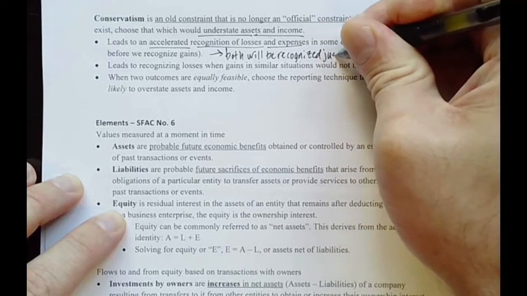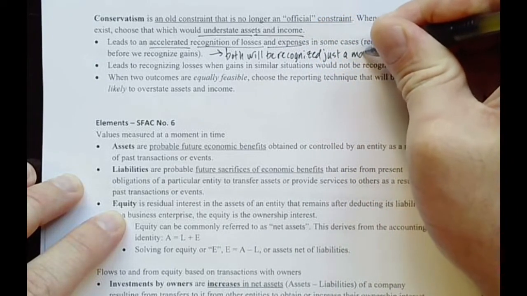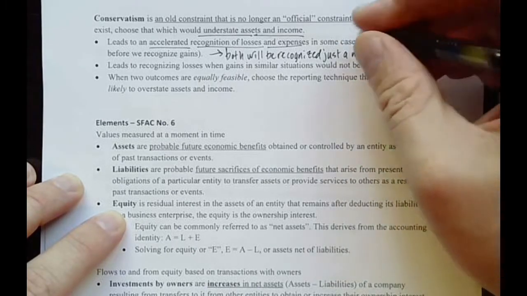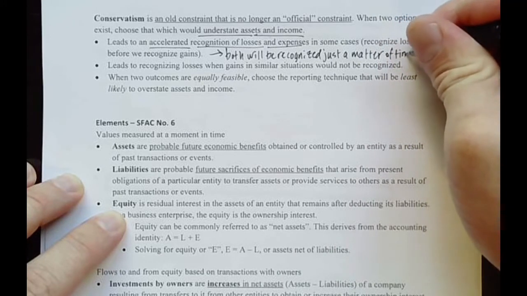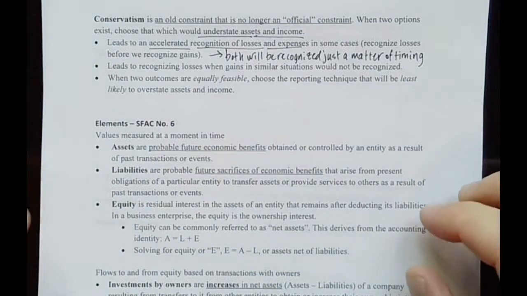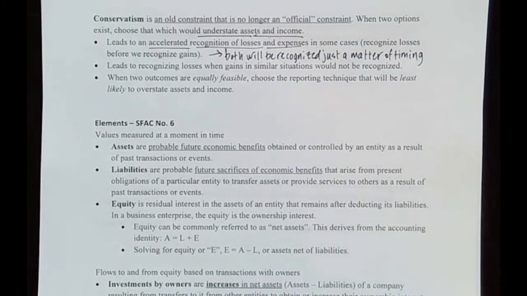In the second situation, we are talking about absolutely never recognizing a gain, period. So that can happen sometimes, that asymmetric treatment between losses and gains, where we will recognize a loss, but the gain will just absolutely not happen. And when two outcomes are equally feasible, this one's probably the least likely, because it's going to be very rare that two options are just absolutely equal in their probability distribution.